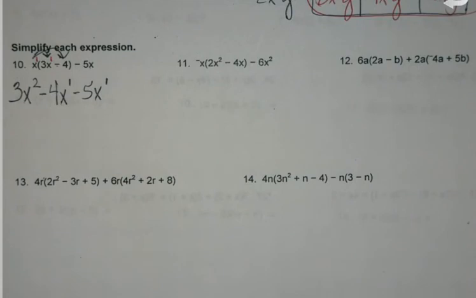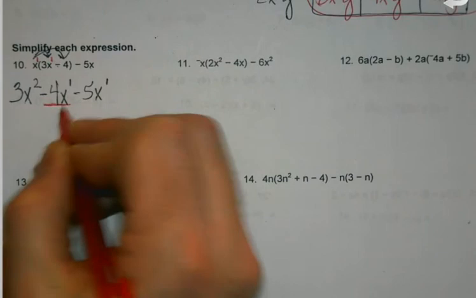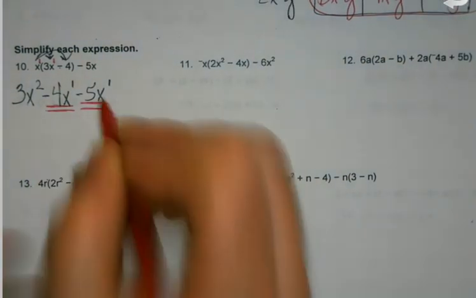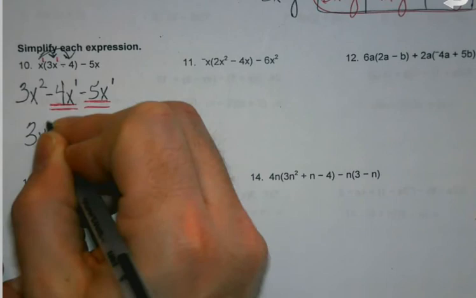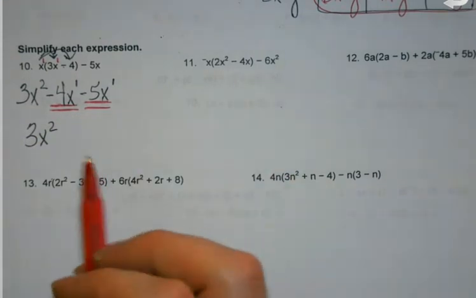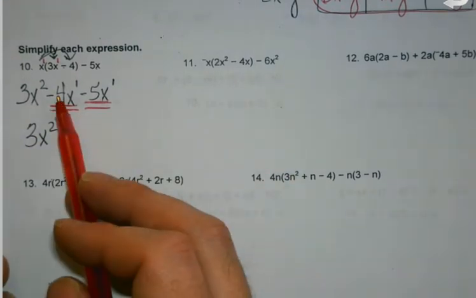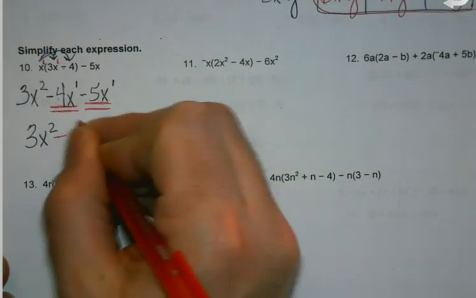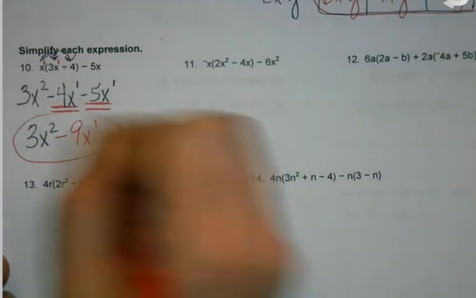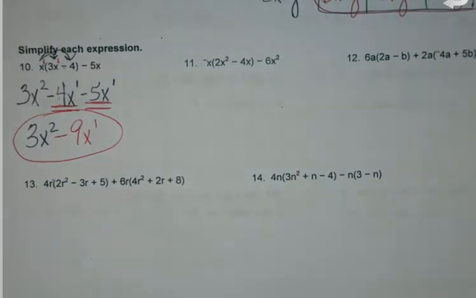Do I have any like terms this time? Yes. These two, because they're both x to the first. So just rewrite my 3x squared. So think money. If I owe somebody $4 and I borrow 5 more, I owe them 9. No messing with exponents, just combining like terms.